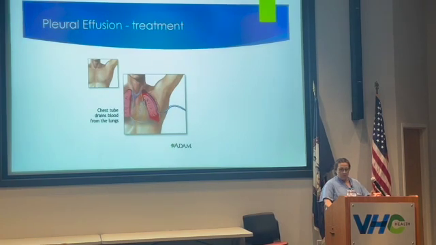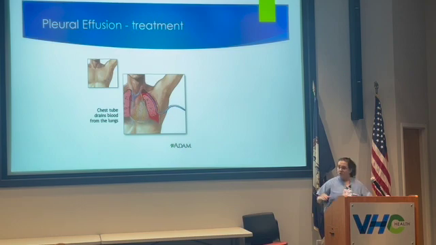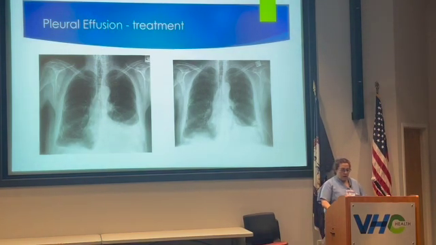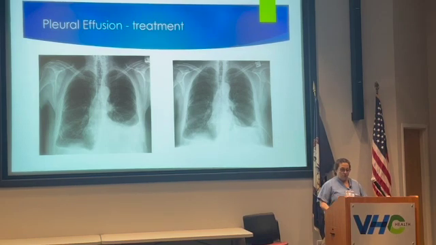And this is a chest tube. That's where the chest tube lives, in the chest between the visceral and parietal pleura. And this is what happens when you put a chest tube in. Hopefully you get some of the fluid out, and then as the chest tube stays in, more of the fluid comes out.